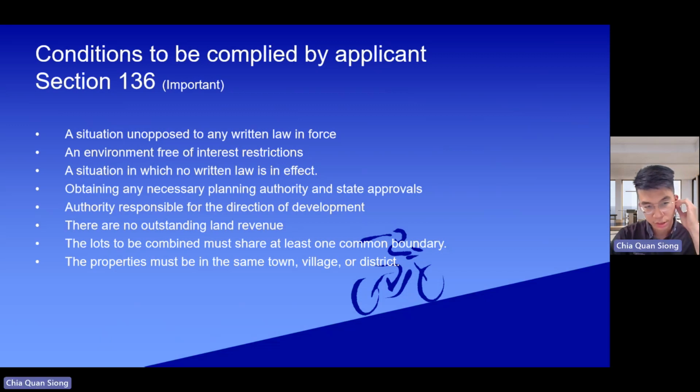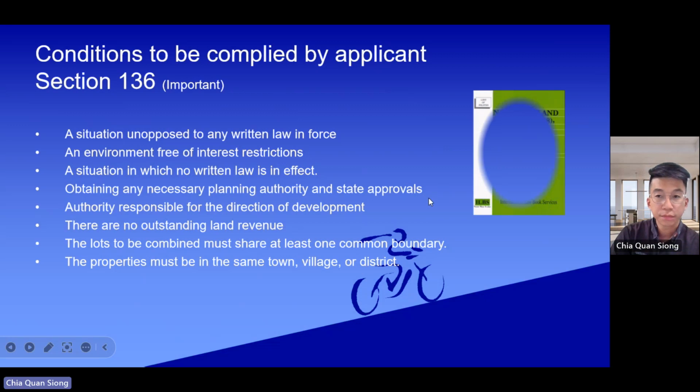And the next one is that the lots to be combined must share at least one common boundary, and the properties must be in the same town, village, or district. So this is the National Land Code.